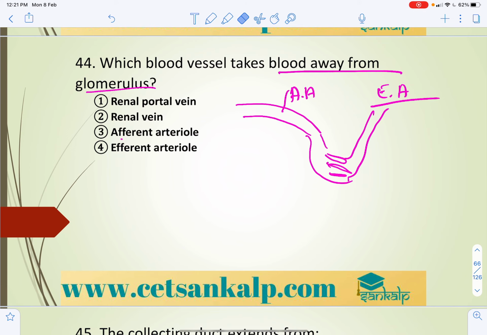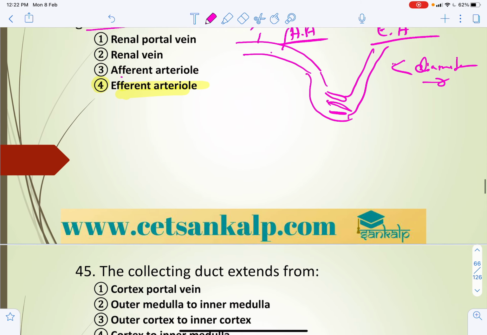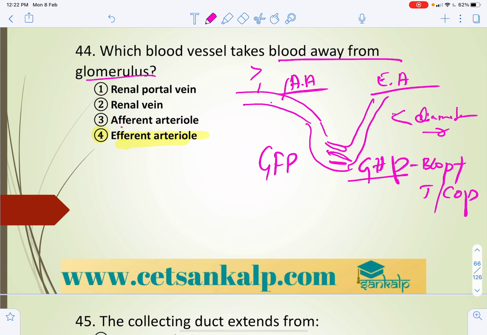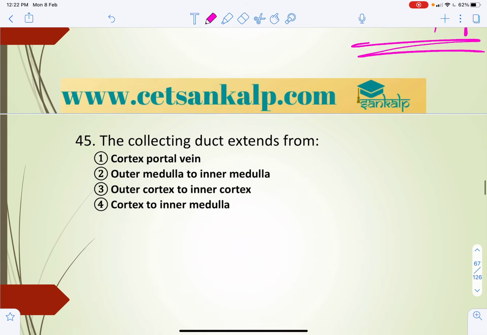The answer is efferent arteriole. Keep in mind, the diameter is more here than in the efferent arteriole; here it is of lesser diameter than the afferent arteriole. That is why the pressure builds. That is one reason, along with glomerular hydrostatic pressure minus blood colloidal osmotic pressure and capsular or tubular osmotic pressure. So this is what we can say is the glomerular filtrate pressure, which is 10 mm.